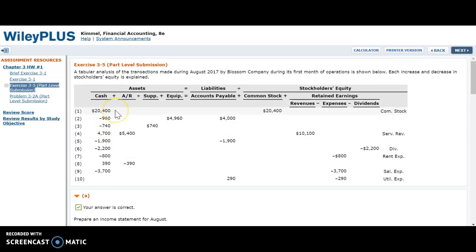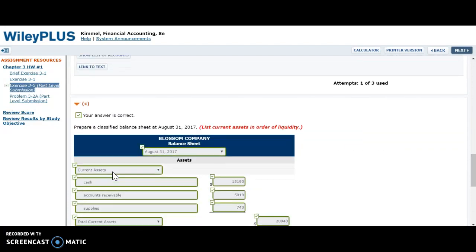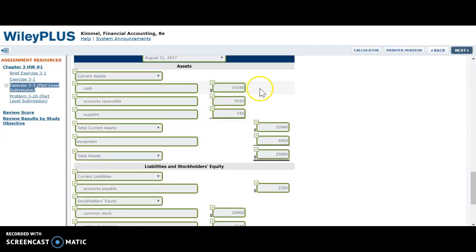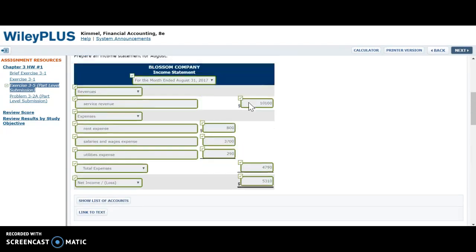So it's a basic addition and subtraction problem. We'll take $20,400, subtract 960, 740, add in $4,700, subtract 1,900, subtract 2,200, $800, add in $390, and then subtract out $370. That gives us a cash total of $15,190.